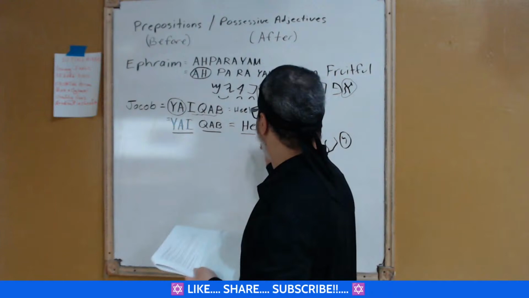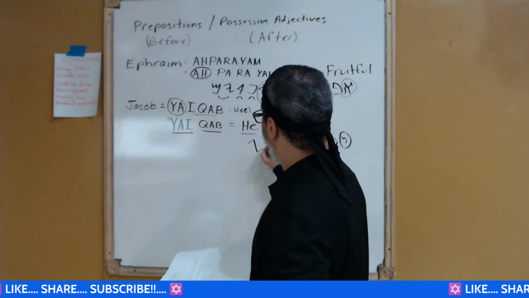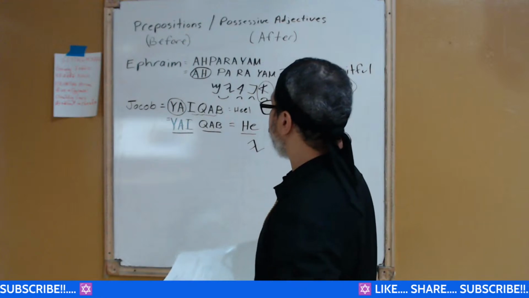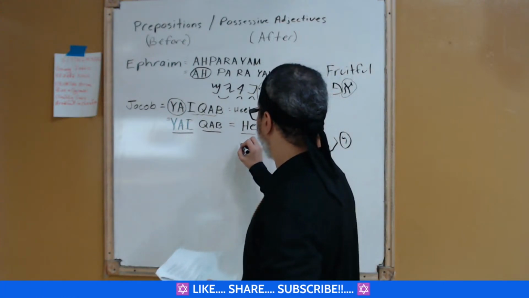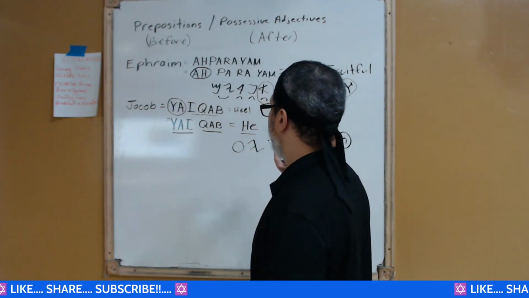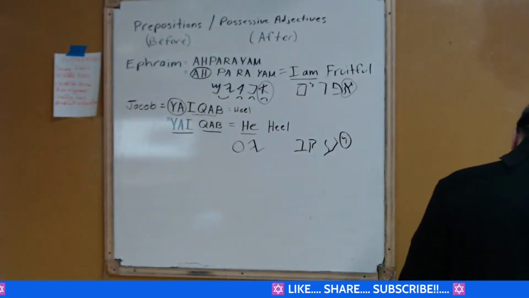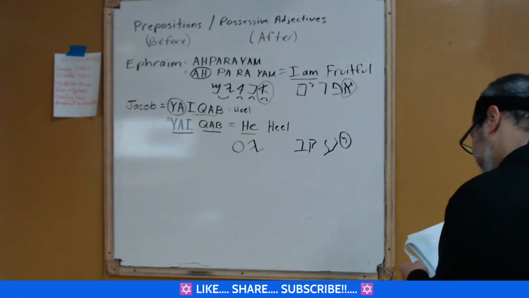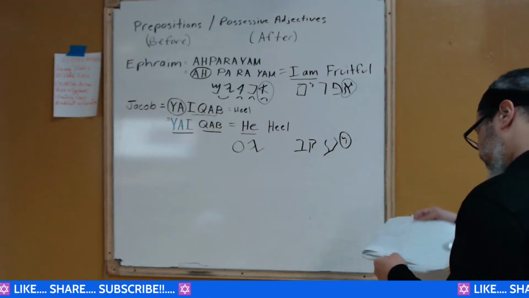Now, Yah, let's see. Yah, I is what? It's a circle. Yai. Let's see something else.